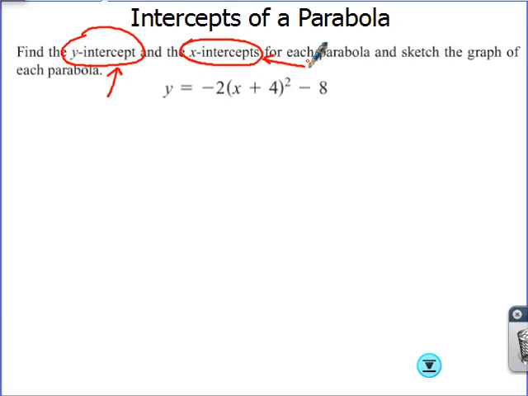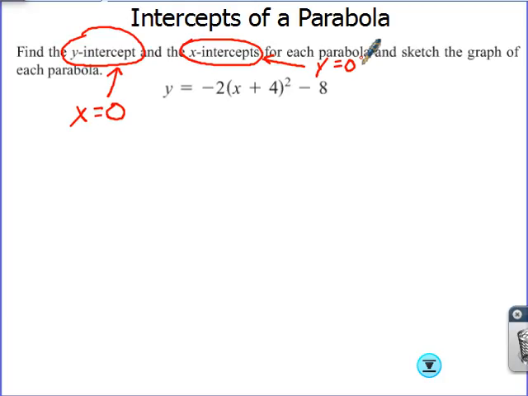In order to find a y-intercept, Skylar, do you remember how to do it? What do you do with x? Make it 0. To find a y-intercept, you make x 0. To find an x-intercept, you make y 0. That's all you do. Okay? At a y-intercept, x is 0. At an x-intercept, y is 0.